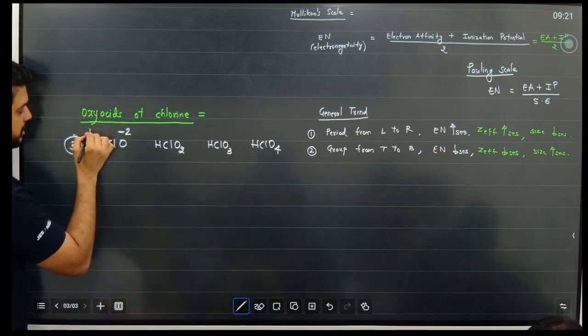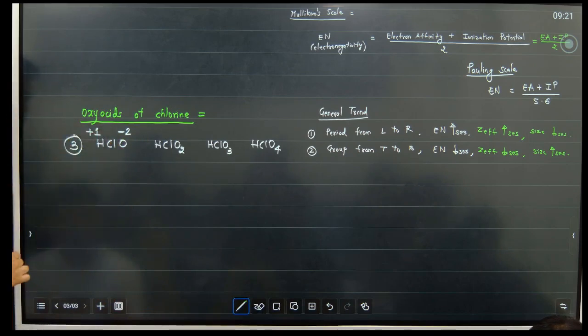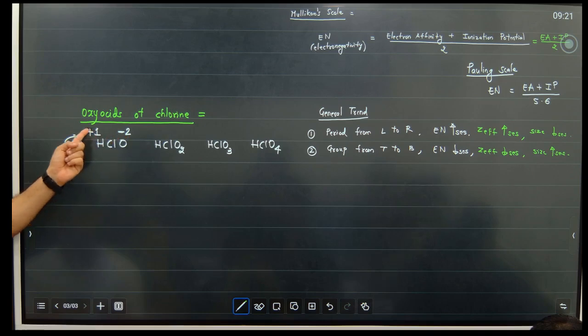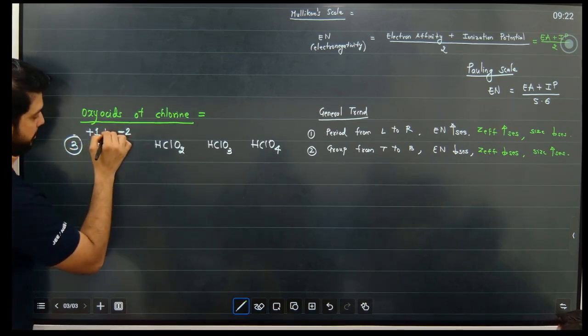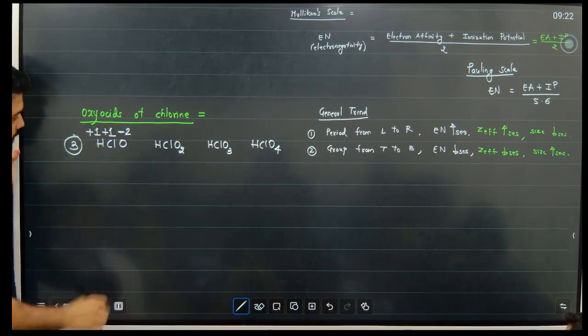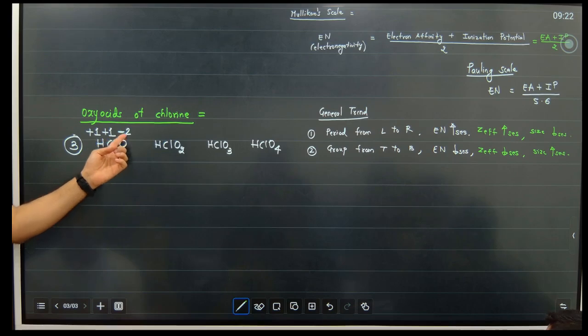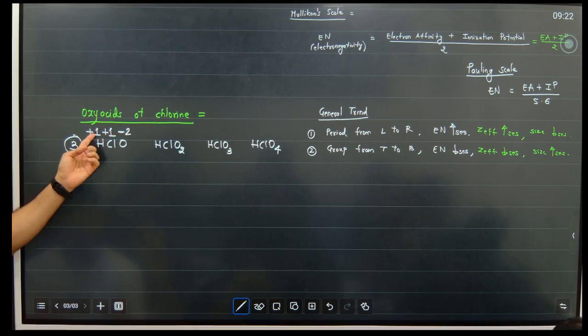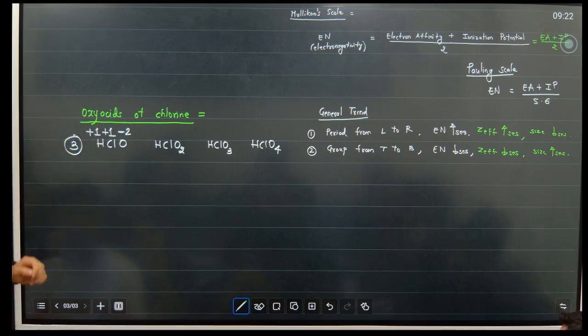Charge on hydrogen is +1. So -2 and +1. What is the charge on chlorine? +1. Overall it should be 0. So I repeat, on oxygen it is -2, hydrogen is +1. So -2 + 1 is -1. To make it 0, on chlorine it is +1. All these are called oxidation numbers. We'll do these in detail when we do redox reactions. There's a chapter called redox.